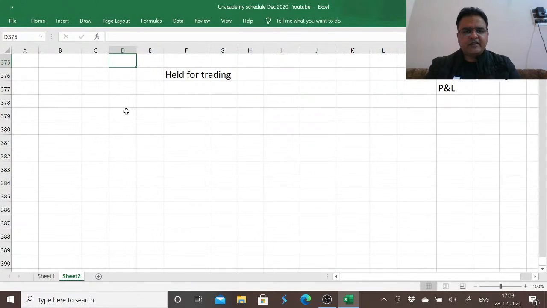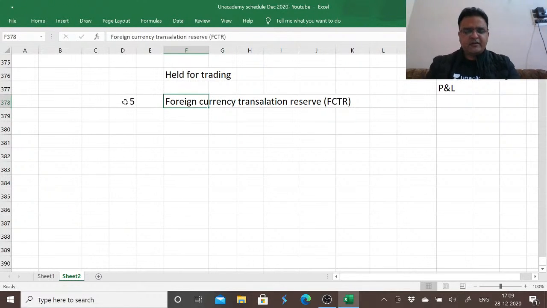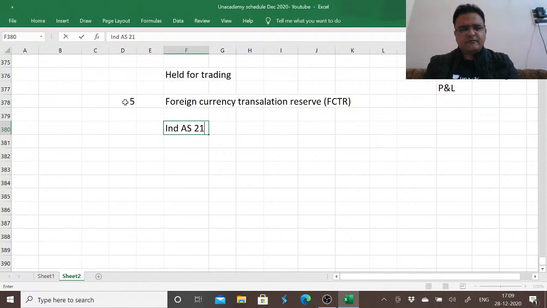The fifth item of OCI is foreign currency translation reserve, also known as FCTR. So when we are dealing with foreign currency translation reserve, this is covered under Ind AS 21, the effects of changes in foreign exchange rates.